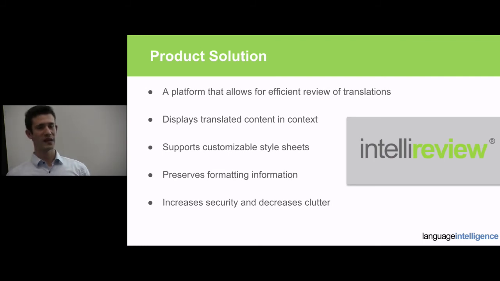So the solution to this problem is a platform that allows for efficient reviews for translations. This platform allows for encapsulation and preservation of the original file's format, as well as the translated file's format, as well as the structure, no matter what the file extension is. This supports customizable style sheets, allowing the translator or the reviewer to choose their own CSS style, or customize a style for the translation and the original document. Overall, this increases the security of the app as well as decreasing the clutter.